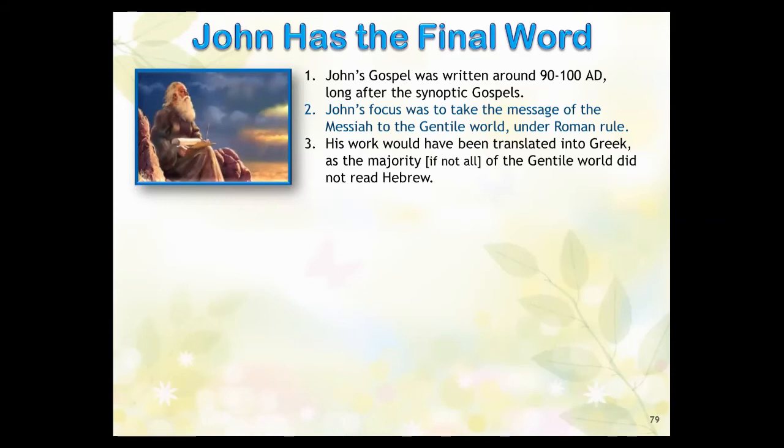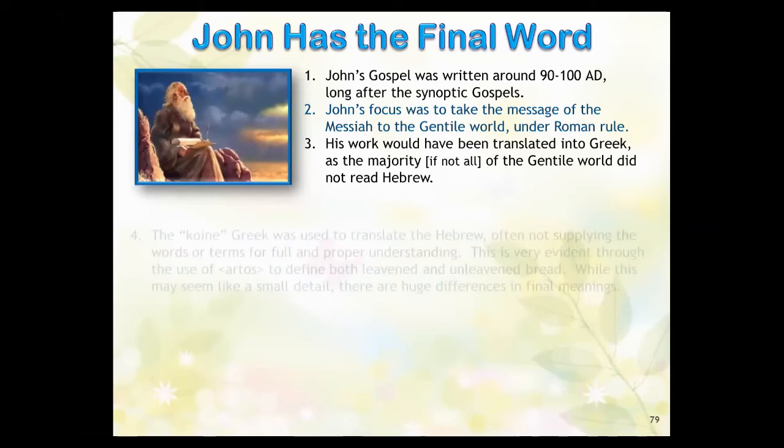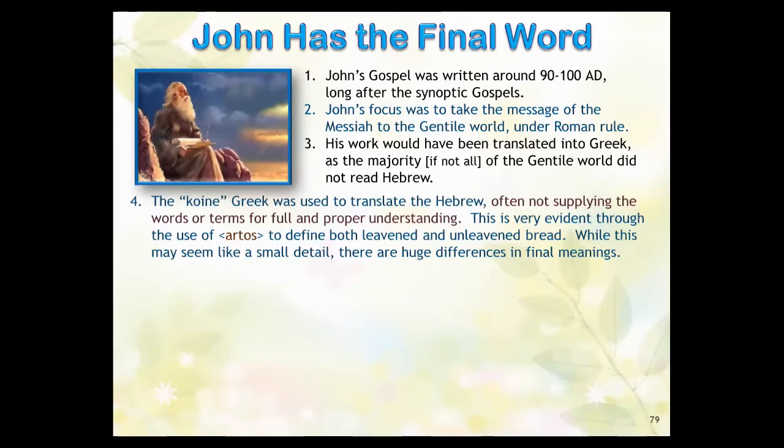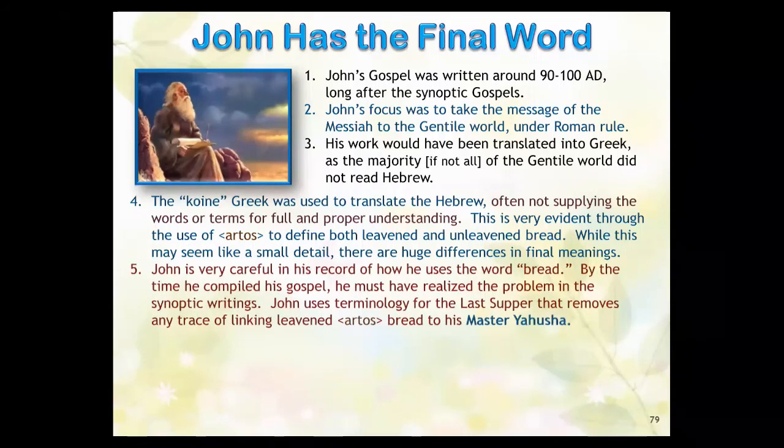And could it be, dear ones, that when he was reading Matthew, Mark, and Luke, those transcripts were already translated into Greek, and that he already saw some problems there? Remember, the Koine Greek was used to translate the Hebrew, and often Koine Greek does not supply the words or the terms for a full and proper understanding of what's going on. This is very evident through this word artos that is used to define both leavened and unleavened bread. And while this might seem like a very small detail, there is a very huge difference in the final meanings.